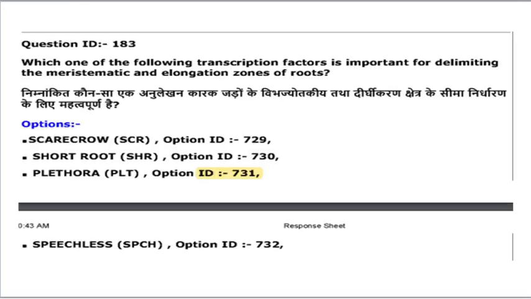Okay, next is with respect to the shift 2 question. Which one of the transcription factors is important for delimiting the meristematic and elongation zone of the fruit?